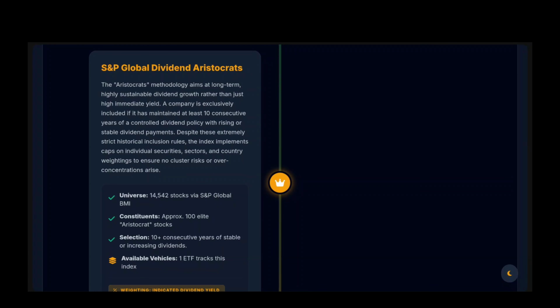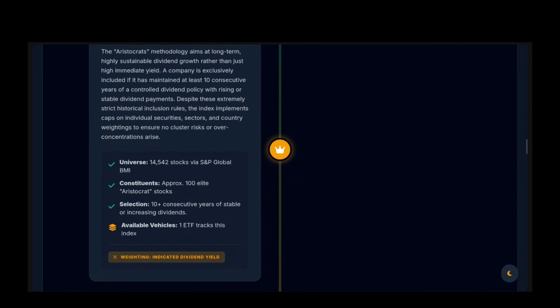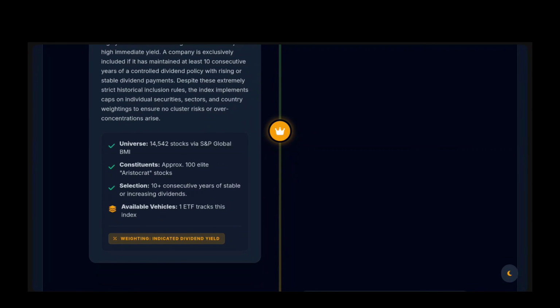So universe is 14,542 stocks via S&P Global BMI. Constituents approximately 100 elite aristocrat stocks. Selection, 10 plus consecutive years of stable or increasing dividends. And there is one ETF that tracks this index, and weighting is indicative dividend yield.